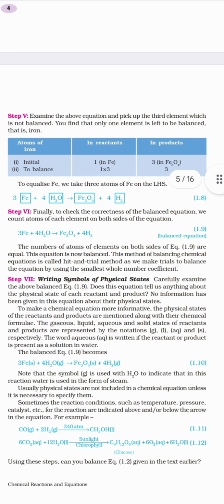After every atom is balanced on both the left-hand side and right-hand side, we will just remove the box. That is step 6: first we will count the number of atoms, whatever we have balanced, to check whether it is correct or not, and then we will remove the boxes. Now see, read this line: the number of atoms of elements on both sides of equation 1.9 are equal. The equation is now balanced. So this is known as the hit and trial method. Hit and trial means we will put in different numbers and balance the equation.